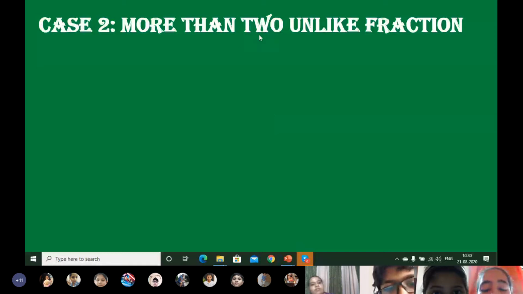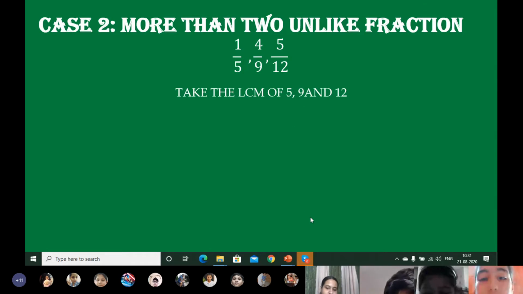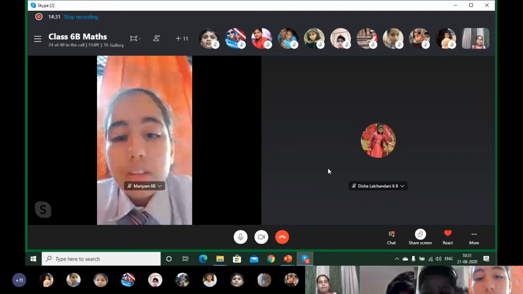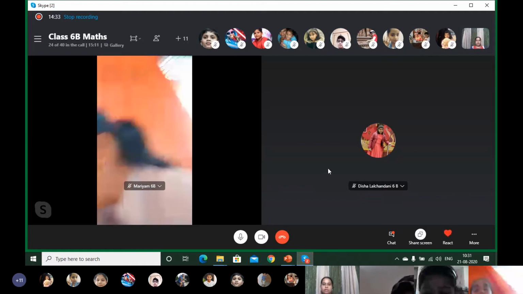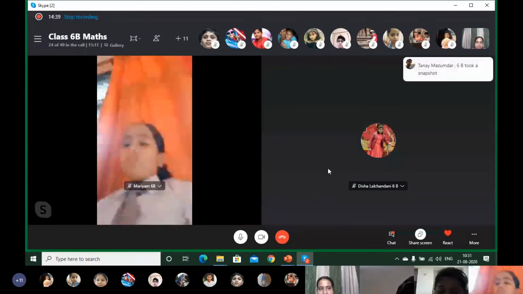In the previous question we were talking about two unlike fractions. Now we are talking about more than two unlike fractions. Here I have taken three fractions: 1 by 5, 4 by 9 and 5 by 12. The first step is to take the LCM of 5, 9 and 12. So find out the LCM and tell me what is the LCM of 5, 9 and 12?